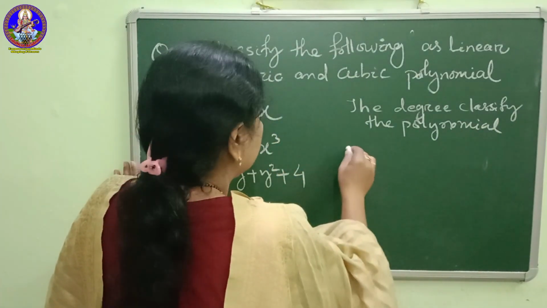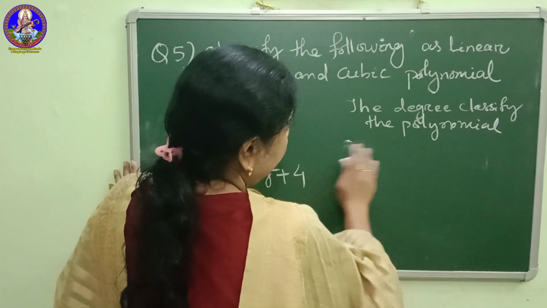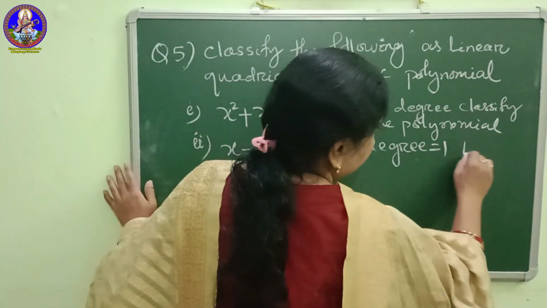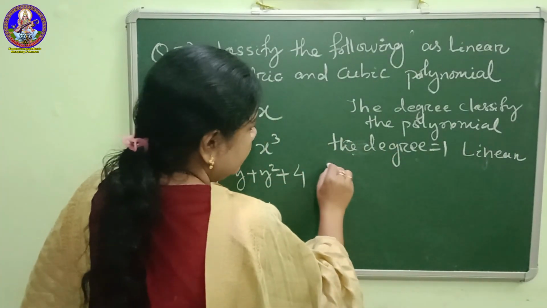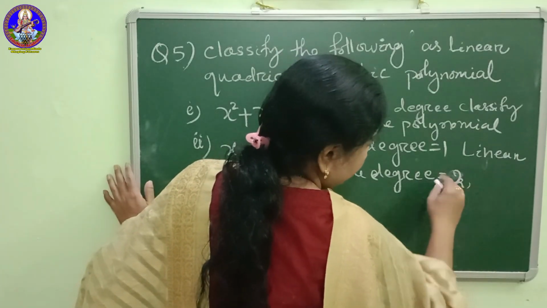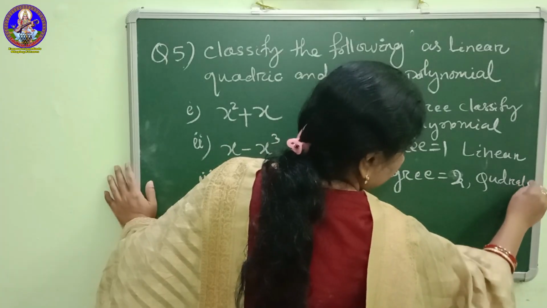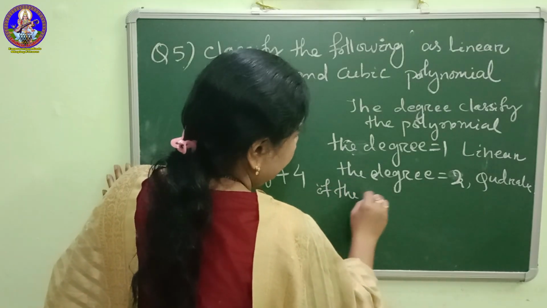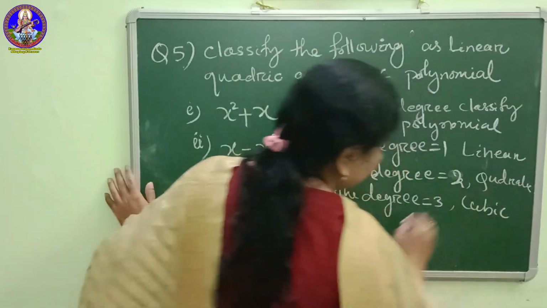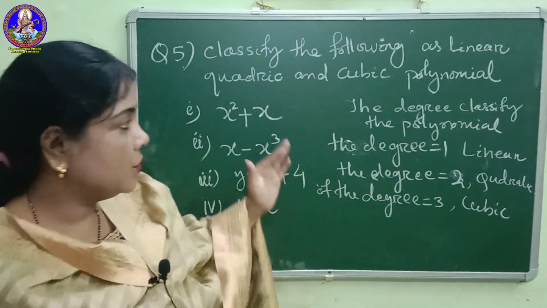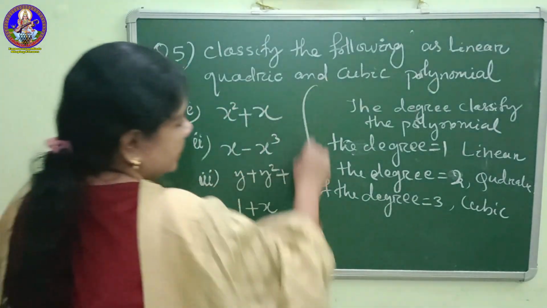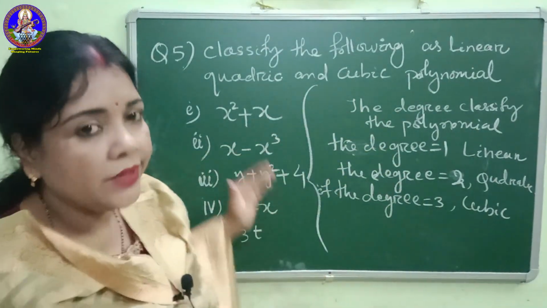If the degree is 1, it comes under linear polynomial. If the degree is 2, it comes under quadratic polynomial. If the degree of the polynomial is 3, it comes under cubic polynomial. So these 3 conditions are very important to remember, to know whether a polynomial expression is linear, quadratic or cubic. Remembering this note, we have to solve these questions.